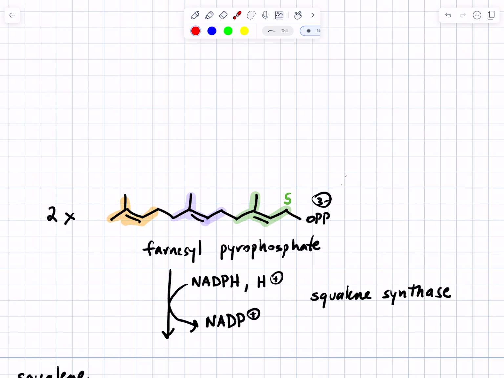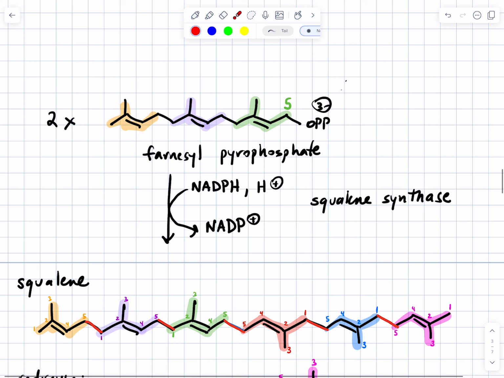So the first reaction is a weird one. It's catalyzed by an enzyme and requires a reducing agent, and it does not involve the 4 toolbox reactions, so we're not going to worry about it. The mechanism is pretty well known and understood, but it's beyond the scope of this class. If you want to know more about it, you can come talk to me. Basically, you use a reducing agent to take 2 molecules of farnesyl pyrophosphate and connect them head to head via a 5-to-5 bond instead of a 5-to-1 bond.